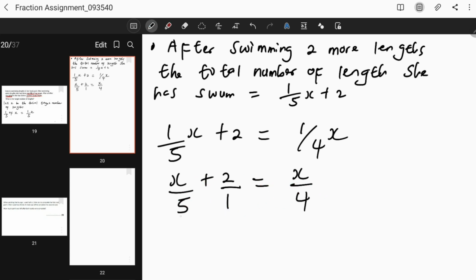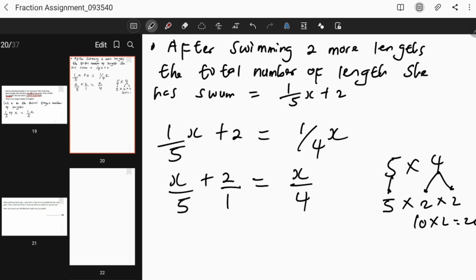We can easily get the LCM of 5 and 4. The LCM of 5 and 4 can just be gotten by multiplication, or you can use prime factorization. 5 is a prime number, so we have 5. The prime factors of 4 are 2 by 2. Then we can multiply: 5 times 2 is 10, 10 times 2 is 20. So our LCM is 20. In subsequent videos, we're going to treat prime factorization in more detail. So I can erase here. That LCM is 20.